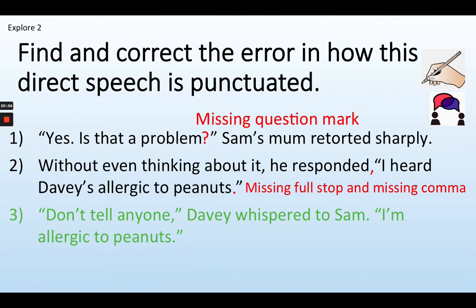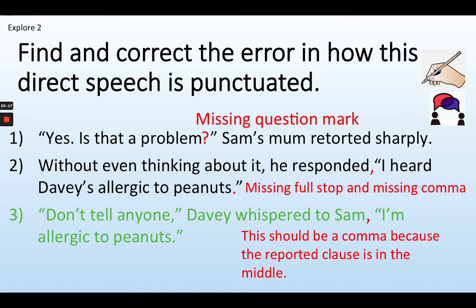Now, number 3 was a bit more tricky. Let's see if you could figure it out. "Don't tell anyone," Davy whispered to Sam. "I'm allergic to peanuts." Here, the full stop after Sam should have been a comma, because this reported clause is after, but is also before. It's straight in the middle, isn't it? So the reported clause is introducing the second direct speech. Therefore, we need a comma before our second set of speech marks. Well done if you saw that.